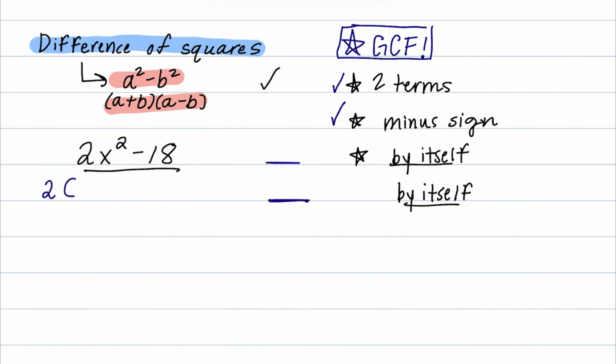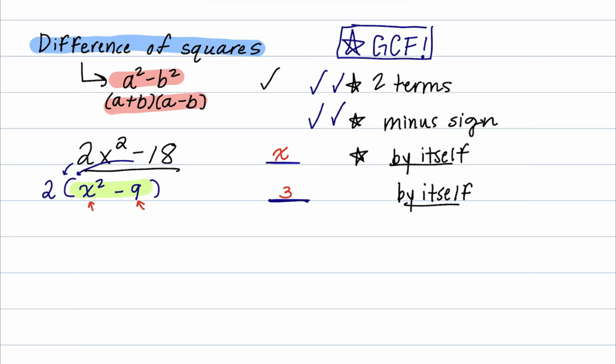I'm actually going to divide each of those terms right here by 2. So I'm going to be left with x squared, and then negative 18 divided by 2 is going to give me negative 9. Now, as I look inside of here, is this a difference of squares? Did it actually reveal something? Well, let's see. Are there two terms? Yes. Is there a minus sign? And can I multiply something by itself to get x squared and 9? Yeah, the answer is going to be x and 3.